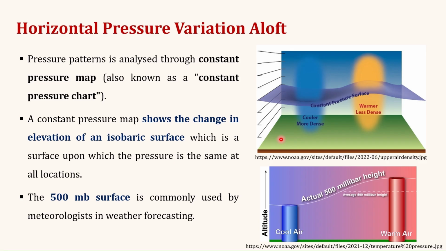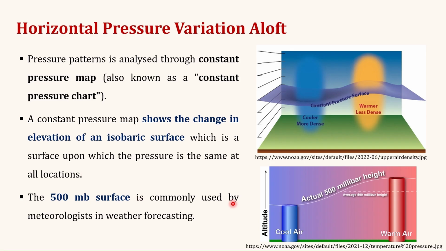As a decrease in atmospheric pressure is observed with altitude, the pressure patterns are also analyzed for the upper atmosphere, and it is represented through the constant pressure map, which is also known as the constant pressure chart. These give the horizontal pressure variation aloft, that is horizontal pressure variation up in the atmosphere. These constant pressure maps show the change in the elevation of an isobaric surface, that is also known as the constant pressure surface. So this is a surface upon which the pressure is the same at all locations.